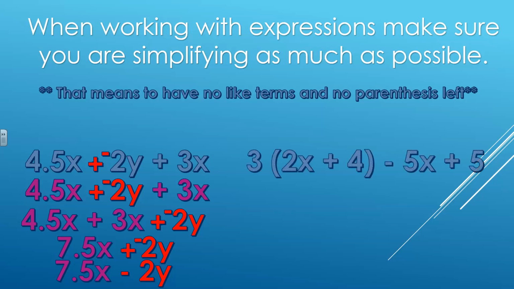All right, let's look at another example. Now we have 3 times 2x plus 4 minus 5x plus 5. So in this case, we actually want to look at the parentheses first and see if there's anything that we can do to combine the numbers inside the parentheses. Well, in this case, there is nothing we can do to combine them.